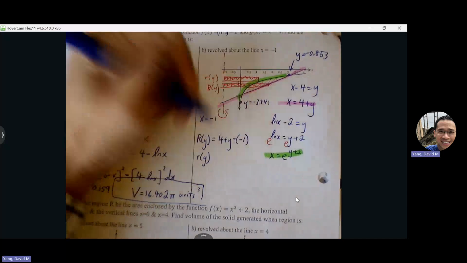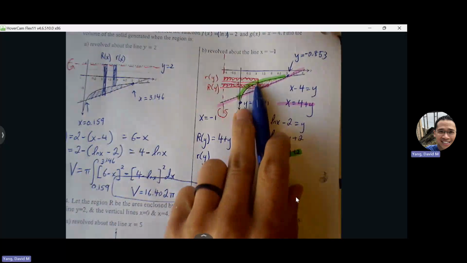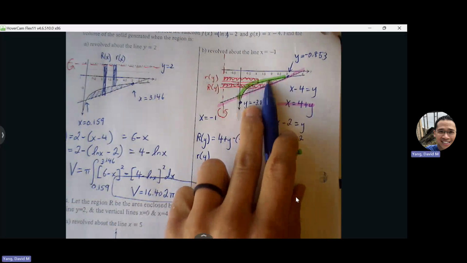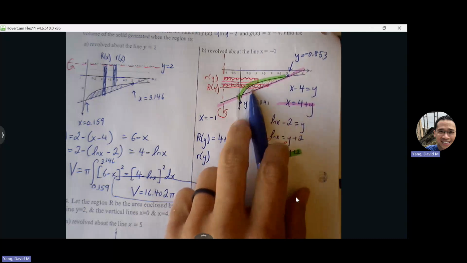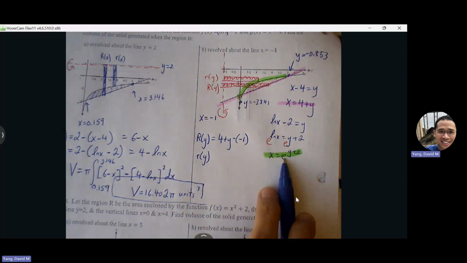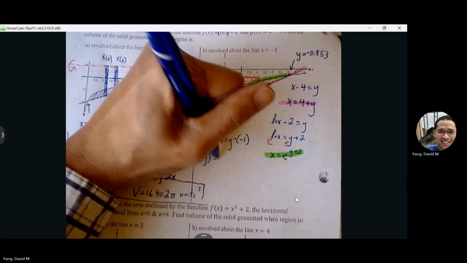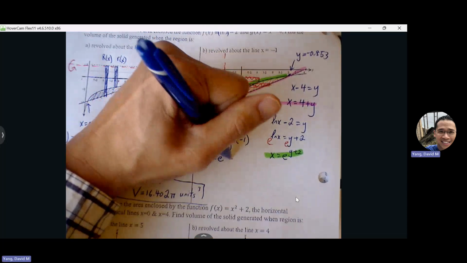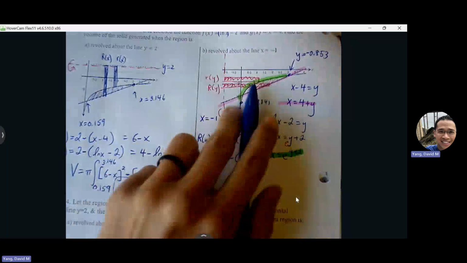And a small radius, right minus left. The right endpoint of my little radius is sitting on the curve. The curve has been adjusted to be represented as x equals e to the y plus 2. So e to the y plus 2 minus a negative 1 as well.